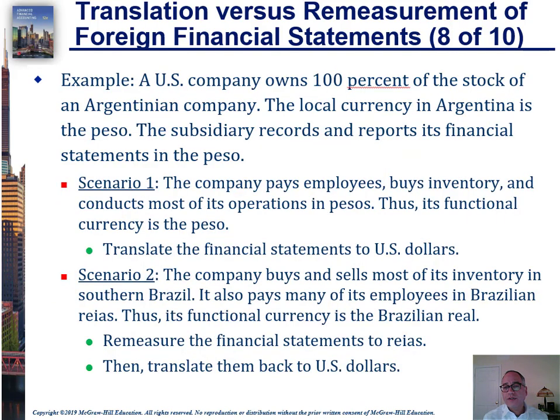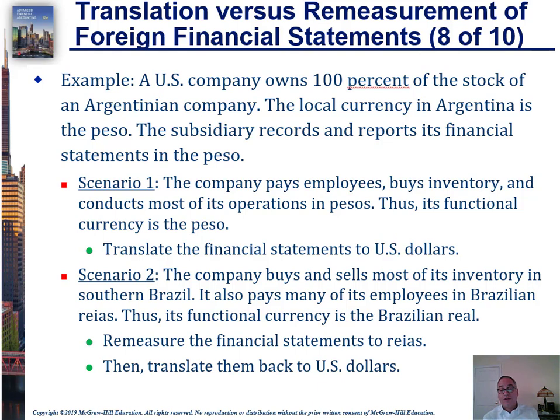So let's suppose the US company owns 100% of stock of an Argentinian company. It's a subsidiary. Local currency in Argentina is the peso, which, by the way, I think is hyperinflationary. The subsidiary records and reports its financial statements in the peso. Scenario 1, the company pays its employees, buys its inventory, conducts most of its operations in pesos. So the functional currency is the peso. So what you would need to do is translate the financial statements to US dollars.